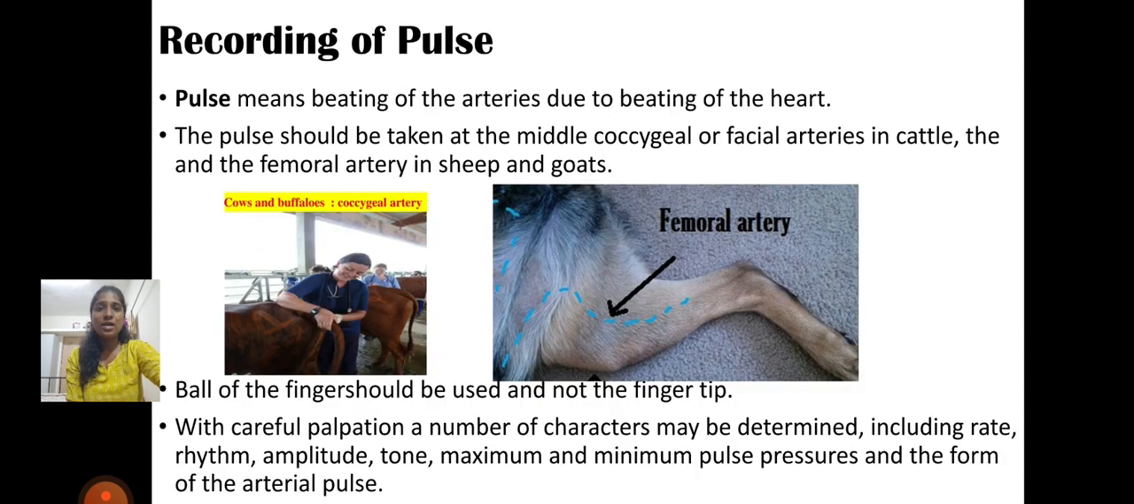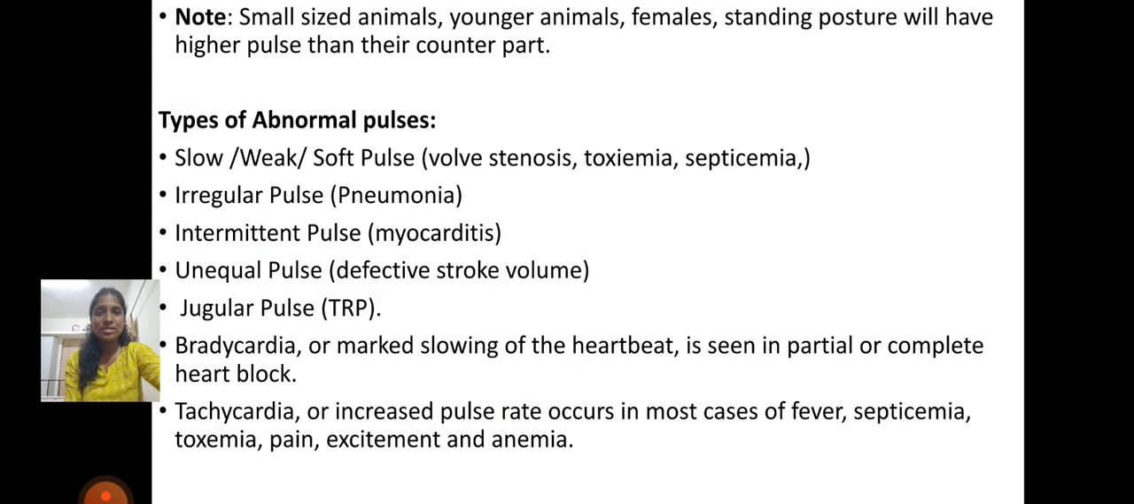Recording of pulse. Pulse means beating of arteries due to beating of the heart. The pulse should be taken at the middle coccygeal or facial arteries in cattle and the femoral artery in sheep and goats. Ball of the finger should be used and not the fingertip. With careful palpation, a number of characters may be determined, including rate, rhythm, amplitude, tone, maximum and minimum pulse pressures, and form of the arterial pulse.